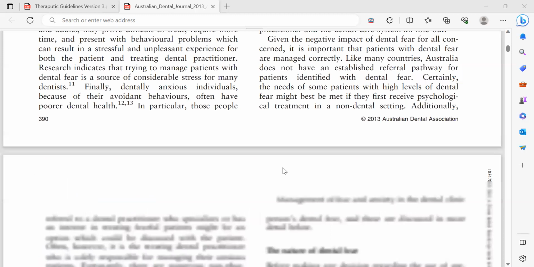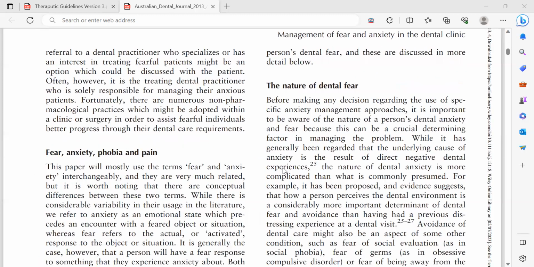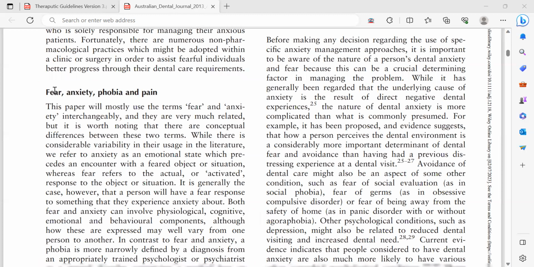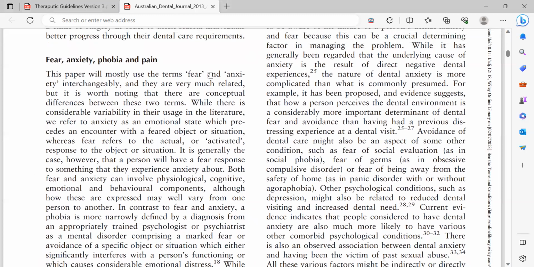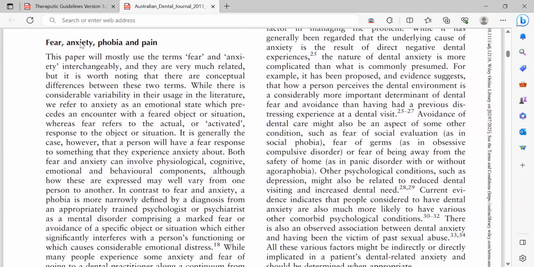So first of all, you need to manage their anxiety, and there are different types of these fears, okay? So they divided this fear into fear, anxiety, phobia, and sometimes pain. Okay, so fear and anxiety are used interchangeably, and there is not much variation. Phobia is just like a superior form of anxiety. The people who cannot really enter the dental setting, and they cannot let you touch their mouth or something. They are like extreme patients.